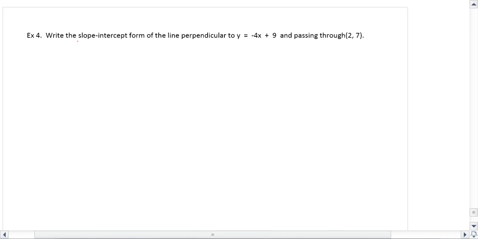In example 4, once again we're asked to write the slope-intercept form of the line. That means I need to find m, I need to find b. The line I'm looking for is perpendicular to this line and passes through this xy. So if I want the slope that's perpendicular to this one, that means I want the negative reciprocal. This already is in mx plus b form, so that's very nice. This line has a slope of negative 4. Now my line is perpendicular to this line, so I don't want to use the negative 4. I want the negative reciprocal of that, which is 1/4.